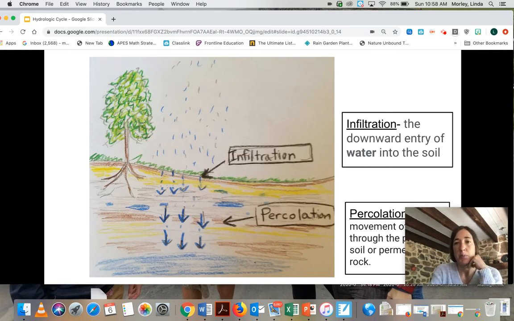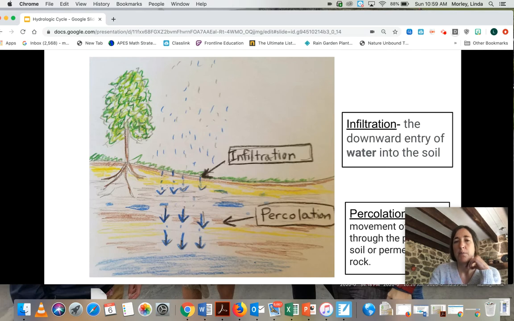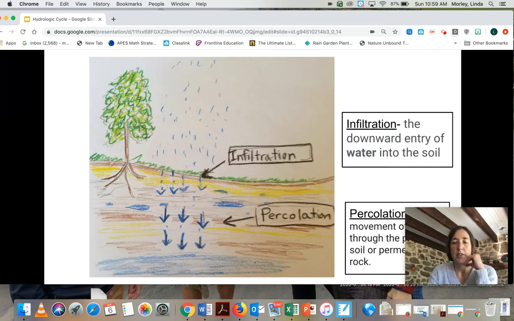The second thing that was being shown was that water actually moved through the ground after it entered. It just didn't stay right under the surface. It moves down through the ground, and that movement of water through the pores and the little rocks, cracks that are underground, that's called percolation. So it's moving through the pores, percolation. And it could end up in an aquifer, which is underground, which we will talk about later in the year.